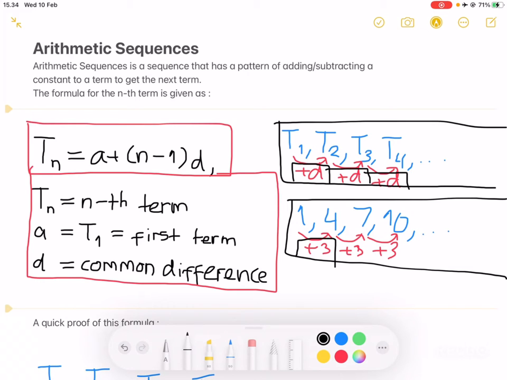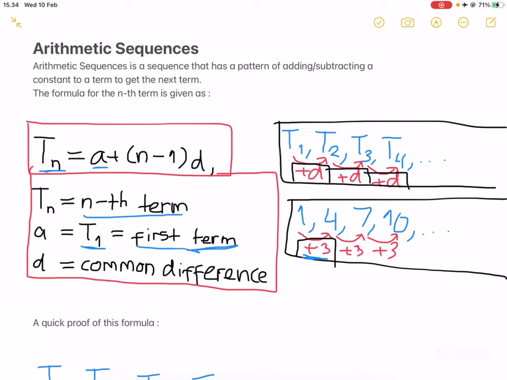Alright, the formula for the nth term is given as this expression right here. Tn, the nth term, is equal to a plus (n minus 1) times d. So a is T1, or the first term, and d is the common difference, just like I told you before.